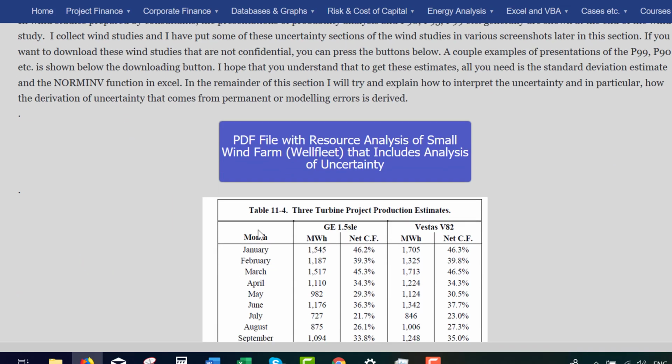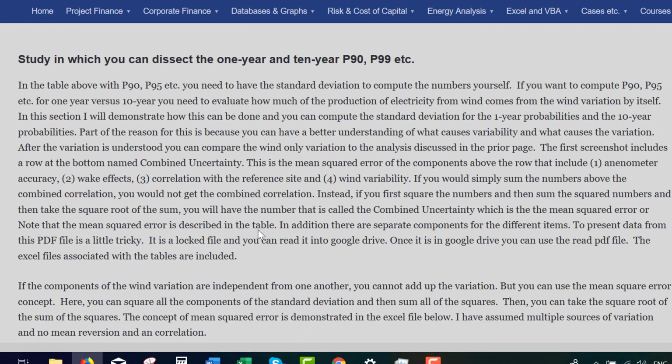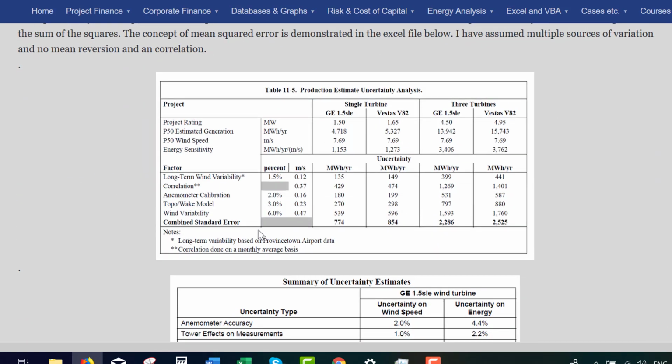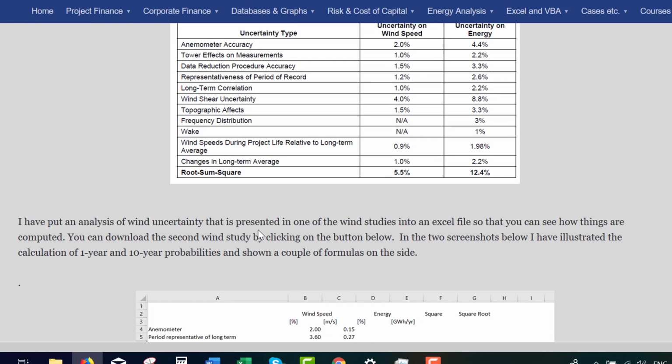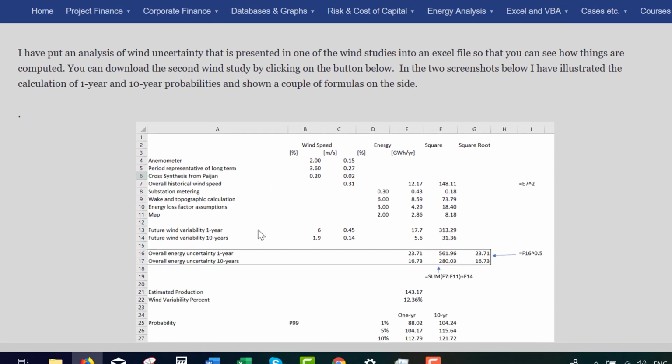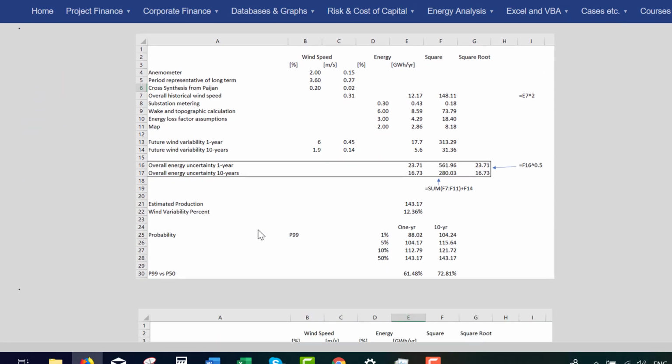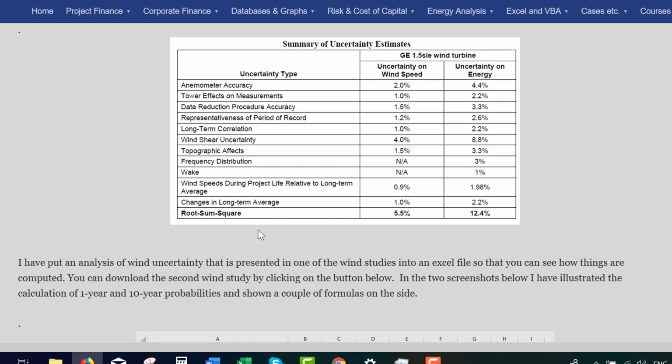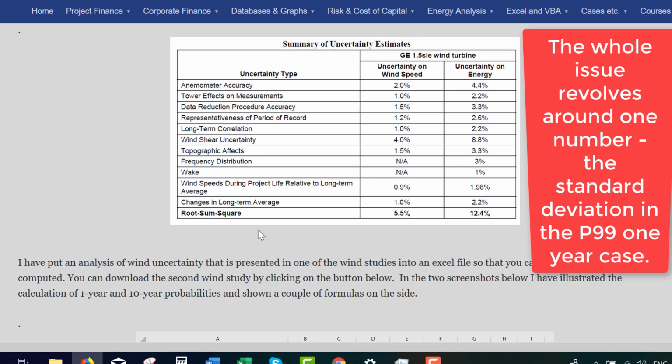Now, here's what I'm really doing. And then I put some actual public wind studies on here, where you can look at P90s and P50s and kind of go through it. I strongly suggest it. The big question is, how in heck did they come up with these standard deviations? And a lot of times, I'm sorry, I believe it's a lot of crap.